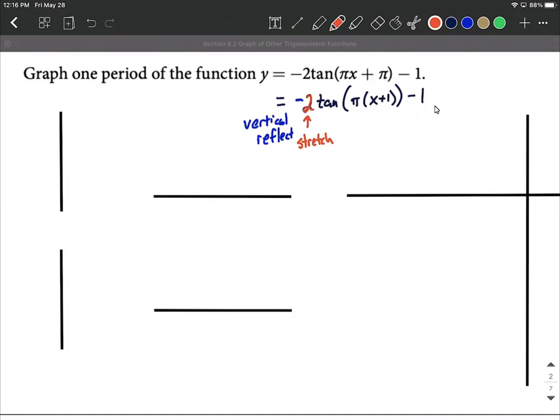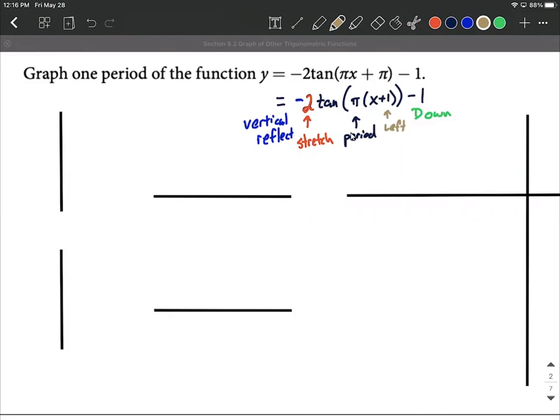That -1 at the end is a vertical shift because it's attached to the entire function. That's going to move everything down 1 unit. The other stuff we have going on here: we have this pi on the inside. That's going to affect our period. And then finally, we have that +1 on the inside. That's going to be a phase shift, or a horizontal shift. That's going to move everything to the left 1 unit.